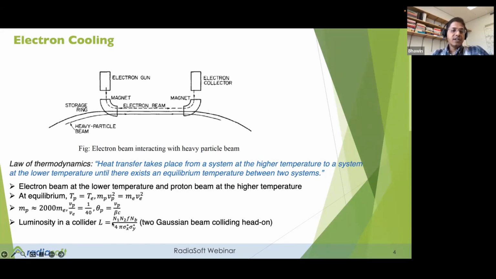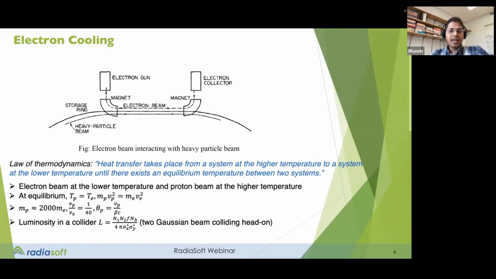This luminosity also depends on N1 and N2, where N1 and N2 are the number of colliding particles in two different bunches. For example, in an electron ion collider, N1 may be for the electron and N2 may be for the ion colliding at the interaction point. F is the repetition frequency, and M is the number of bunches. So the main goal of cooling is to reduce the beam sizes to enhance the luminosity in a collider.